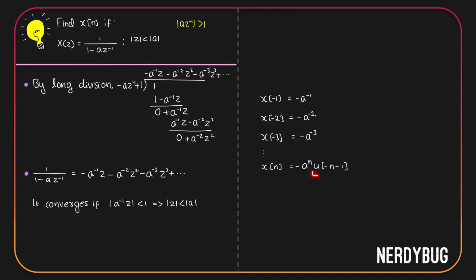A final question, why are we writing u of minus n minus 1? Why can't we just write u of minus n? The reason is very simple. If you write u of minus n, you are essentially including n equal to 0 also. But we only need to take n from minus 1. So we have to shift u of minus n 1 unit towards the left. That is why we are writing u of minus n minus 1.